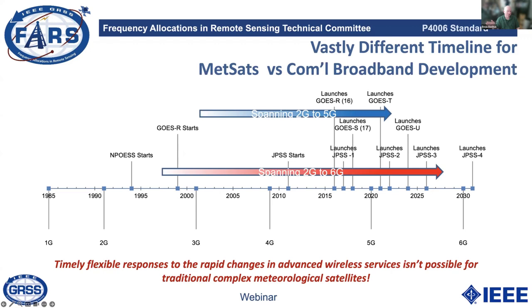For the Joint Polar Satellite System, JPSS, from the time it first started as INPOS to when it was launched as JPSS-1, we had gone from 2G, and we're literally looking at probably, before we have finished launching these four satellites, which the last one will launch in around 2030, we'll be in 6G by that point. So vastly different changes in terms of how slow it takes for us to get complex large satellites into orbit versus deployment of terrestrial systems, advanced wireless systems.